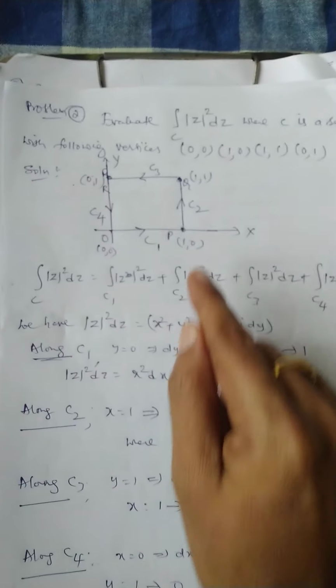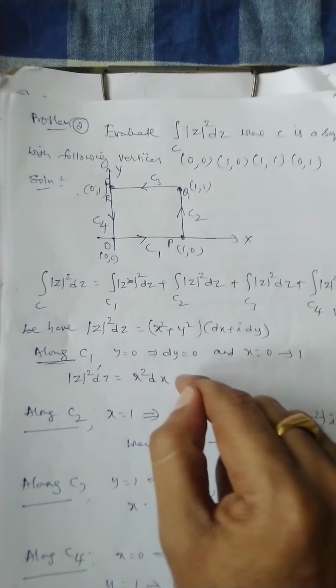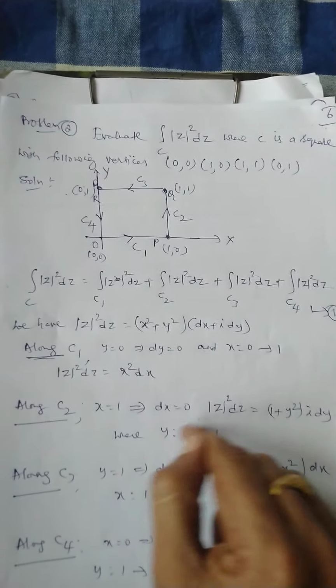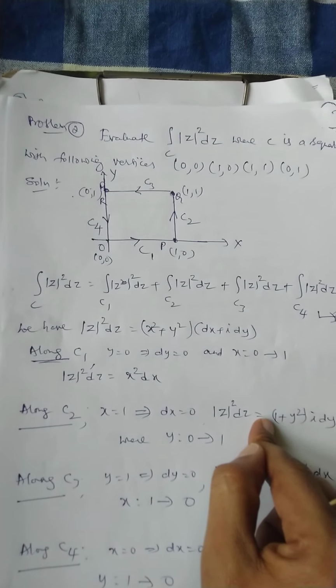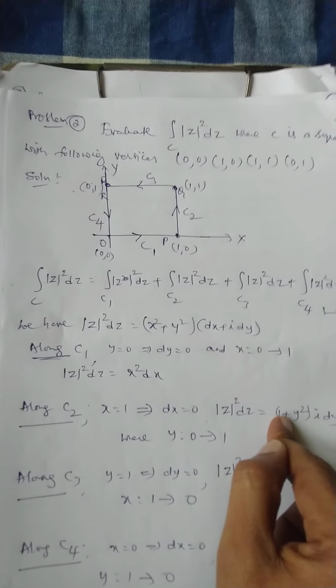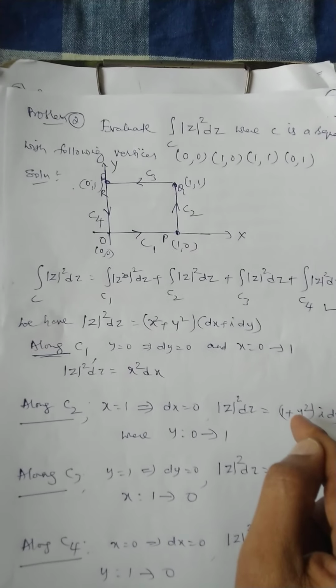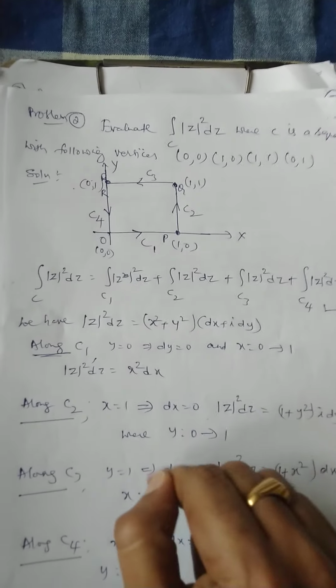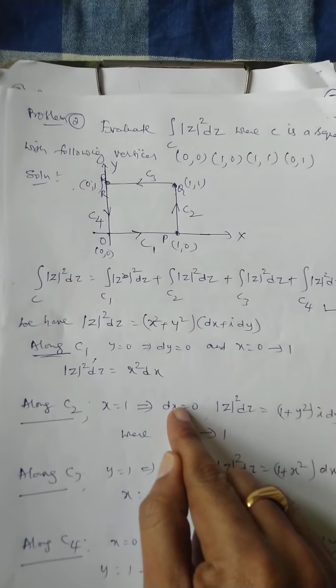So by putting this in mod z square dz, it will be mod z square is 1 square, 1 plus y square, into dx is 0, plus i dy. So this is the simplification along C2.